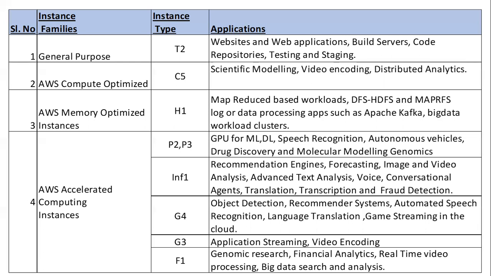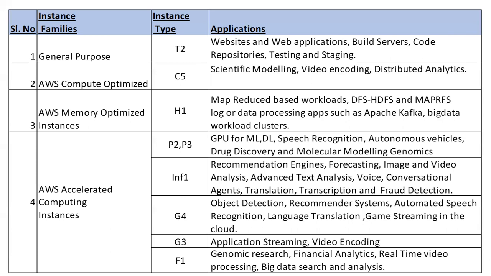Similarly, for forecasting, image and video analysis, advanced text analysis, voice, conversational agents, translation, transcription, and fraud detection, for any of these problems, please use Inf1. Moving on, G4 instance type is optimized for object detection, recommender systems, automated speech recognition, language translation, game streaming in the cloud. What about G3? When do we use the G3 instance type? G3 instance type is mainly used for application streaming and video encoding.